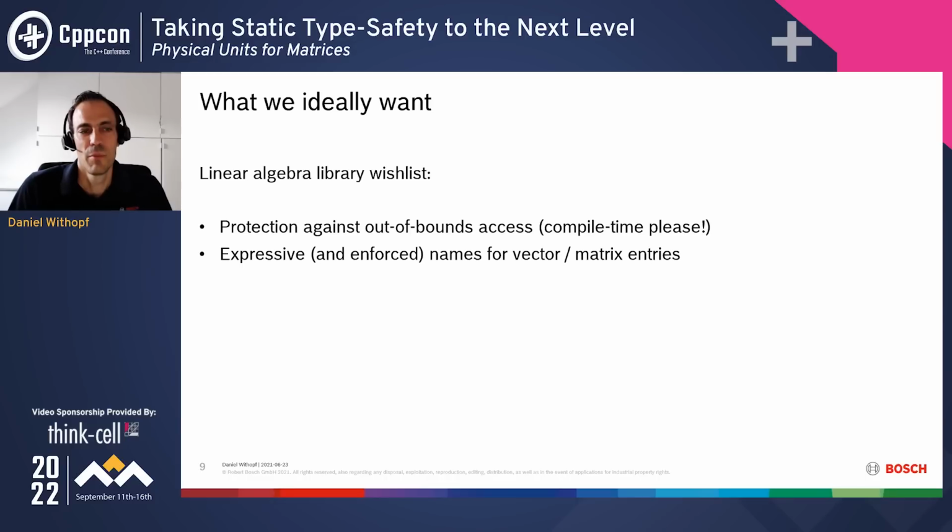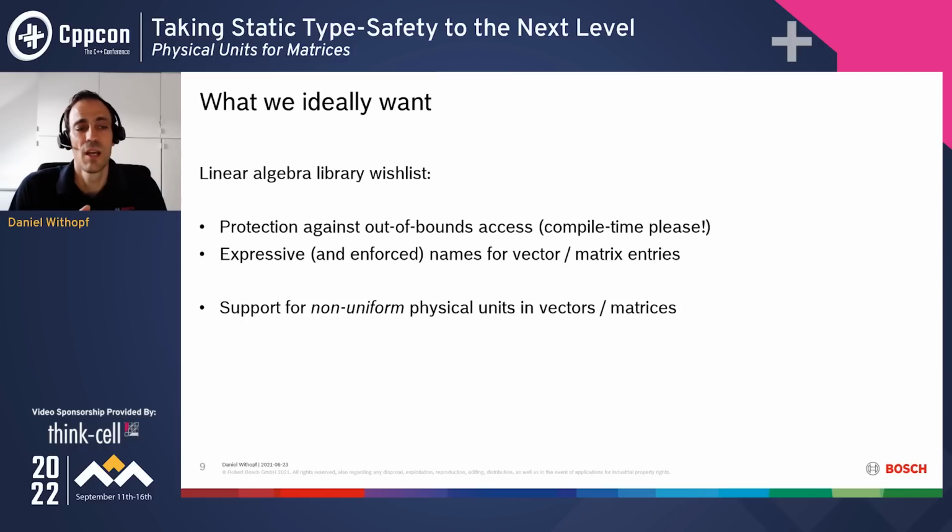Second property that I would like to have: expressive and enforced names for all vector and matrix entries. If we go back to the previous slide, this means that you can no longer access vector at index 2. Instead, you always have to mention an enumerator constant or a tag type. We will see later how it's solved exactly. You always have to mention a name type that gives you an indication of what is actually the content of that index in a vector.